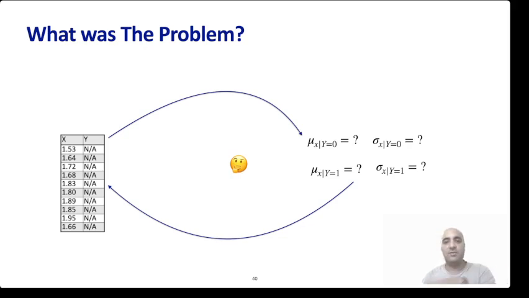We want to estimate the value of the parameters. In order to do that, we collected a set of examples, and when we look at the examples, we see that we don't have the value of y. Therefore, in order to estimate the value of y, we need the value of the parameters.